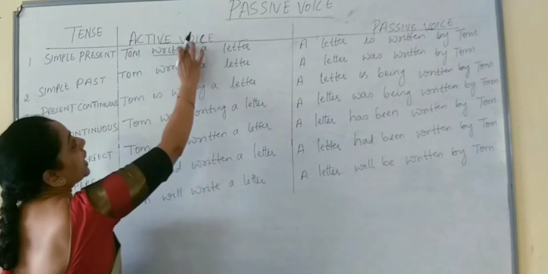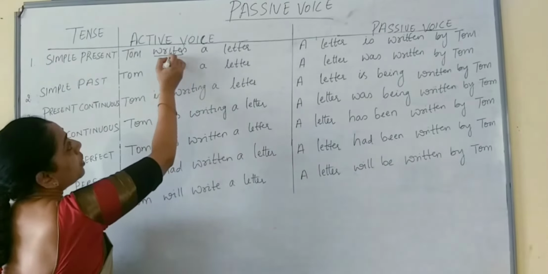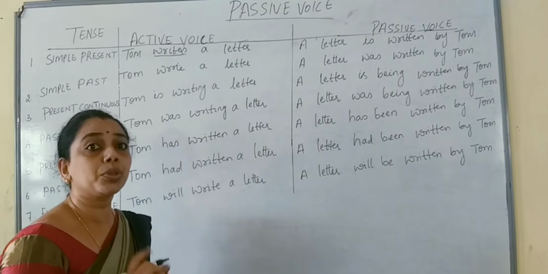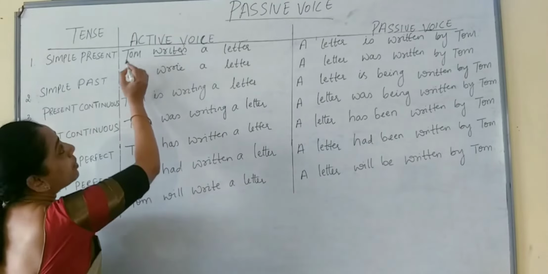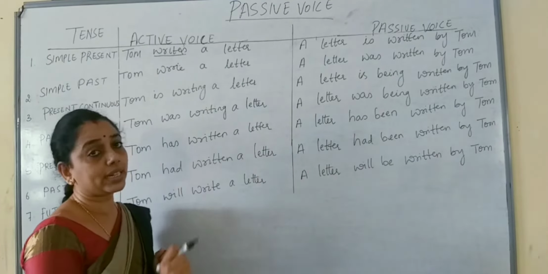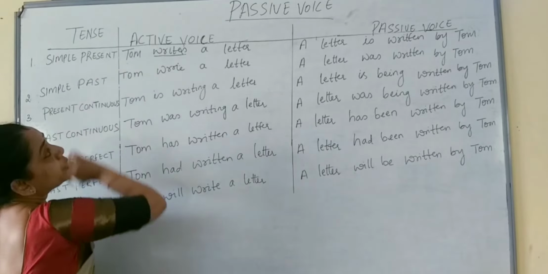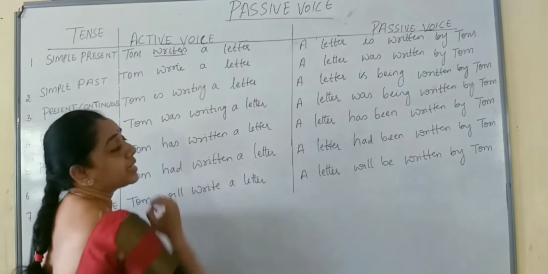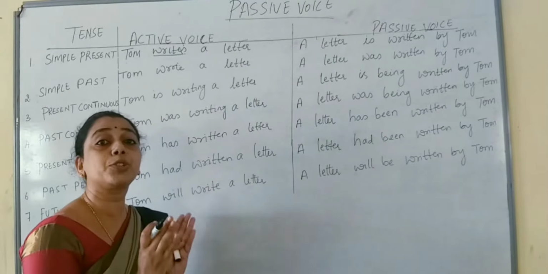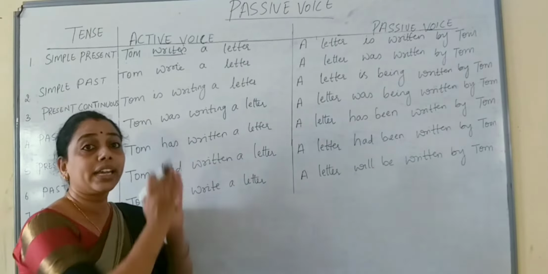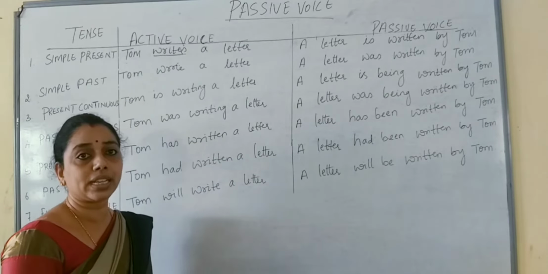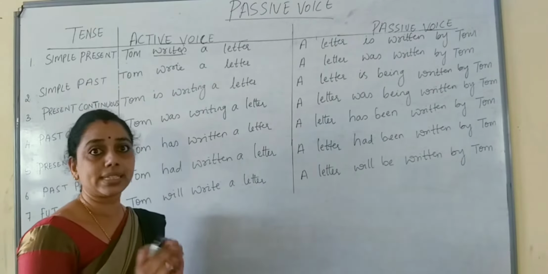Anyhow, Tom writes a letter. This is an active voice. How do you come to know this is an active voice? Because Tom is the doer of an action. Who is writing the letter? Tom is writing a letter. So Tom is the doer of an action and letter is the object. When the doer of an action is the subject, then it is said to be in active voice. When the doer of an action comes at the end, we call it passive voice, but the meaning does not change in the sentence.